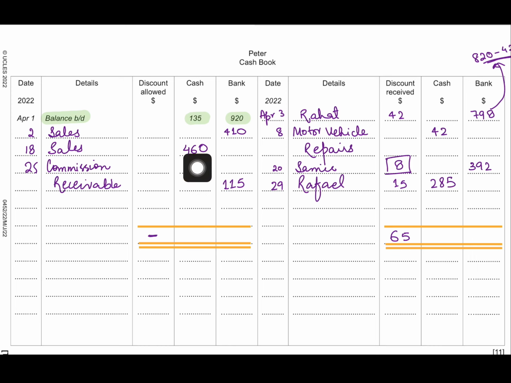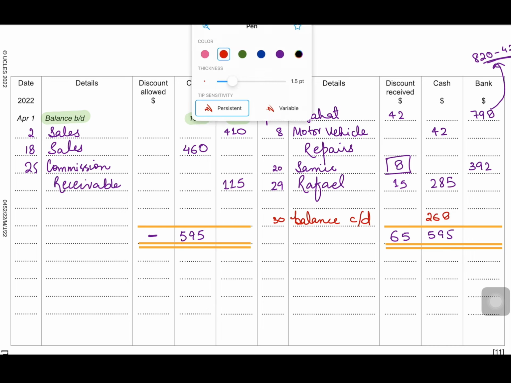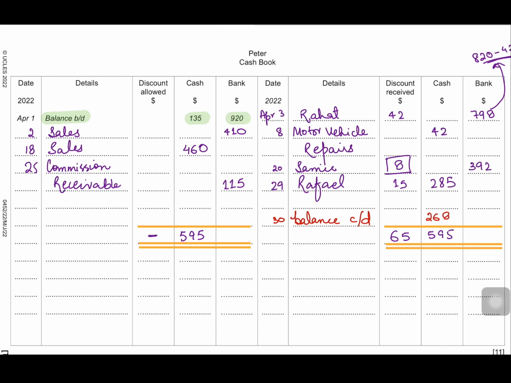Now cash account, cash account total would be 460 plus 135, that is 595 on both sides, and its balance c/d would be 595 less 285 less 42, that would be 268 balance carried down on April 30th. Right, this will become my balance brought down on 1st May as well.